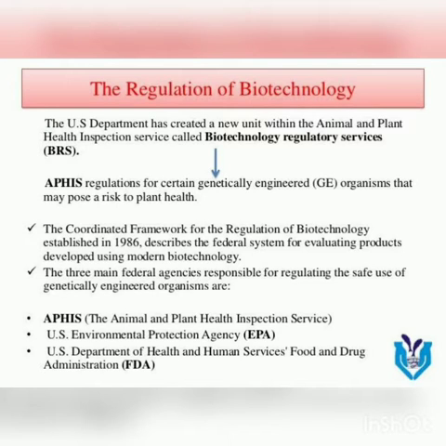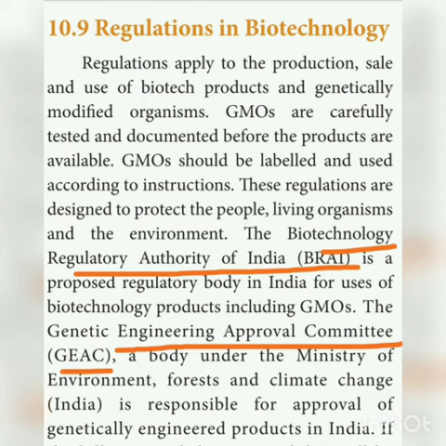Right? Next is regulation in biotechnology. Regulations apply to the production, sale, and use of biotechnology products and genetically modified organisms. The GMOs are carefully tested and documented before the products are available. The GMO should be labeled and used according to instructions. These regulations are designed to protect people, living organisms, and the environment. The Biotechnology Regulatory Authority of India is a proposed regulatory body in India for uses of biotechnology products, including the GMO. GMO is nothing but genetically modified organisms.